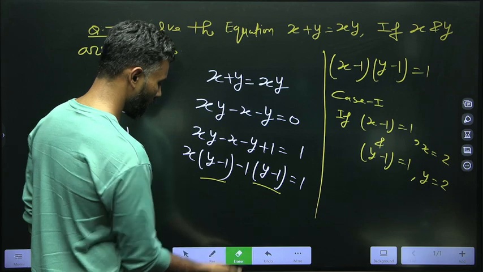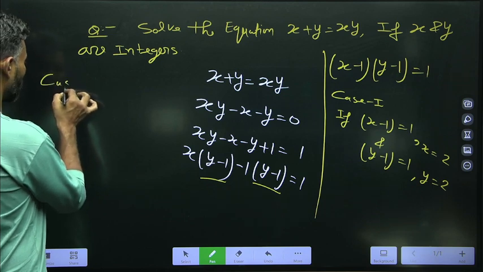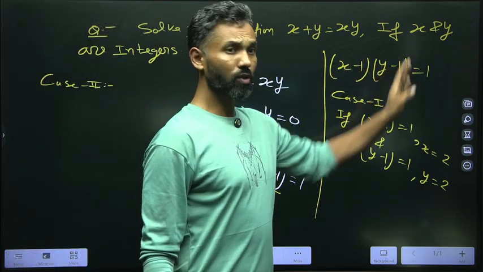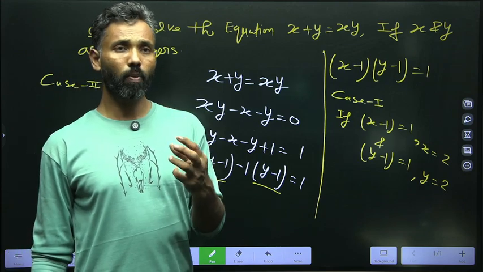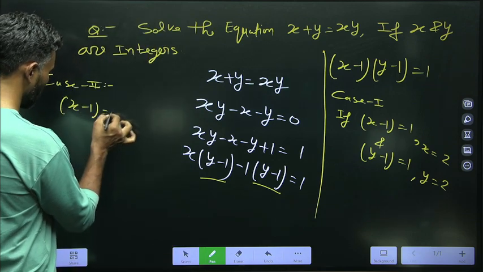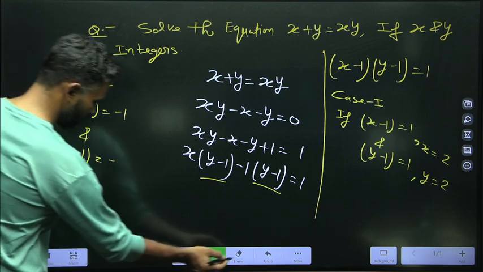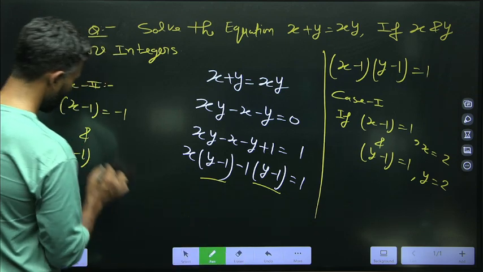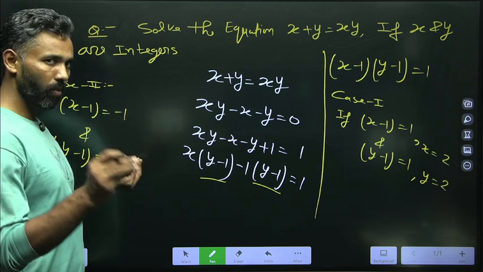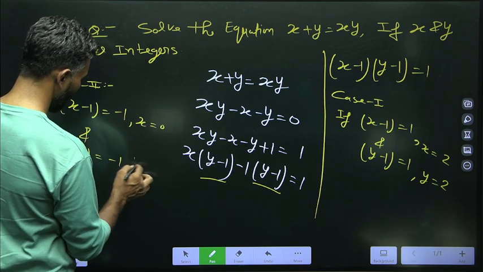Now case 2 says that the product of x minus 1 multiplied by y minus 1 equal to 1. If we apply x minus 1 equal to minus 1, and y minus 1 equal to minus 1, because this is the product property that the product of two negative terms will be equal to positive. Minus 1 multiplied by minus 1 will be equal to plus 1. If we simplify this, x will be equal to 0 and y will be equal to 0.